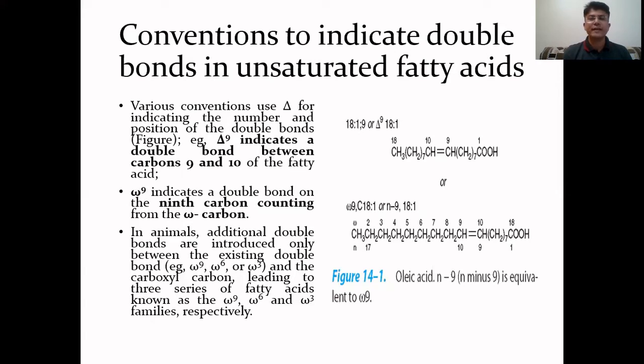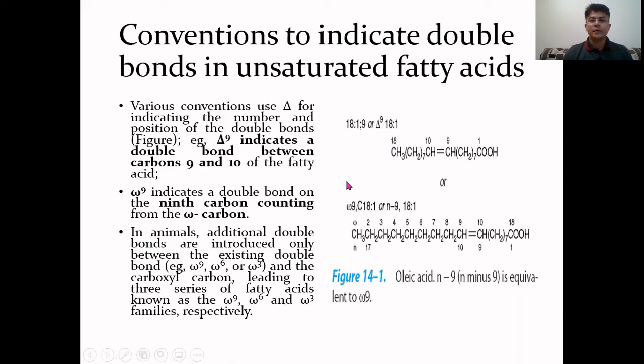In the case of unsaturated fatty acids, the double bonds may be represented by the number of carbons present in the chain of the unsaturated fatty acid, followed by a colon, and the figure indicating the number of double bonds, and after that a semicolon, which is then followed by a figure indicating the position of the double bond. So here 18 colon 1 semicolon 9 indicates that it is an unsaturated fatty acid 18 carbons long, with one single double bond in the structure, and the double bond is present between the 9th and 10th carbon. Often the delta sign is used to indicate the unsaturated fatty acid, and in the superscript the position of the double bond is mentioned. So delta superscript 9 indicates an unsaturated fatty acid where the double bond is present between the 9th and 10th carbon.